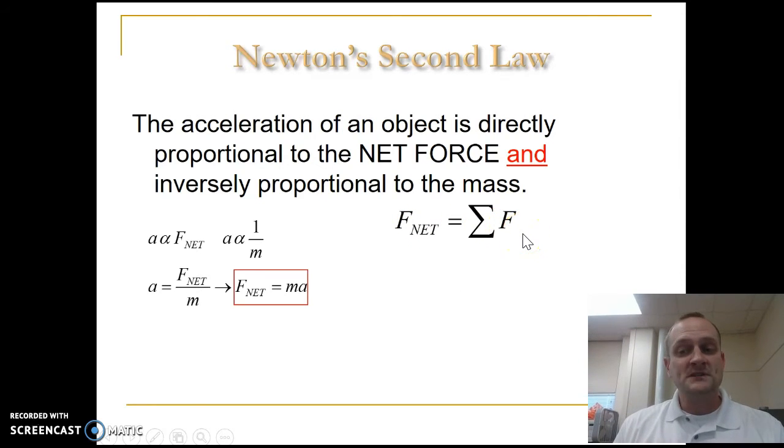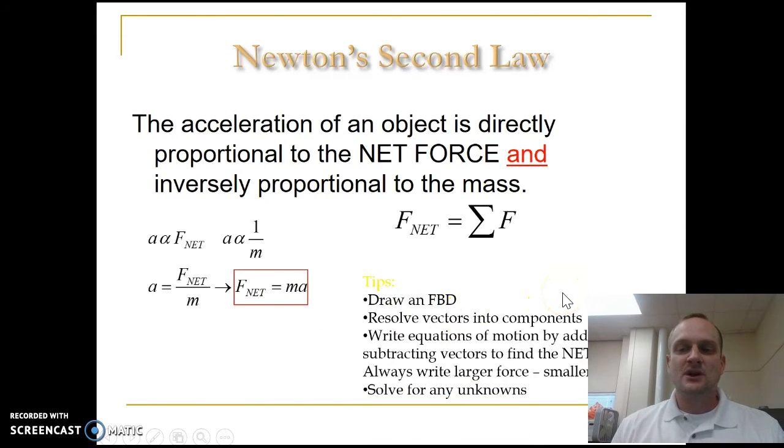Now, remember, force is a vector. Force is a vector quantity, so it has x and y components, it has direction. So whenever we write these equations for Newton's second law, we're going to need to be real specific. We're going to have to write an equation for the x direction, and an equation for the y direction. So here are some tips for solving some of these problems.